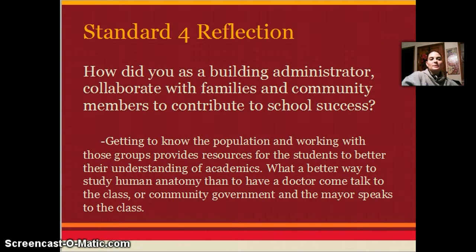How did you, as a building administrator, collaborate with families and community members to contribute to school success? Getting to know the population and working with those groups provides resources for students to better their understanding of academics. What a better way to study human anatomy than have a doctor come in and talk to you, or talking about community government and the mayor speaks to the class. Those bring in those real life connections, those engaging techniques, and gives the kids someone to ask all those really hard questions that they may not even get to ask because we don't get to get into a subject that deep.